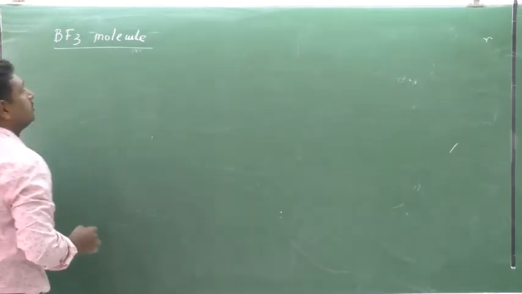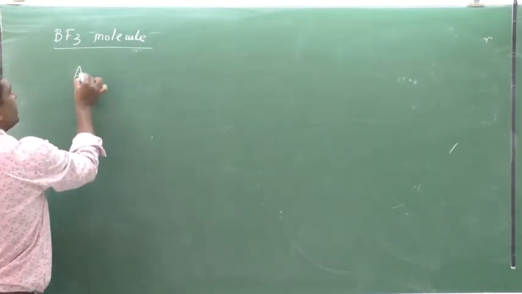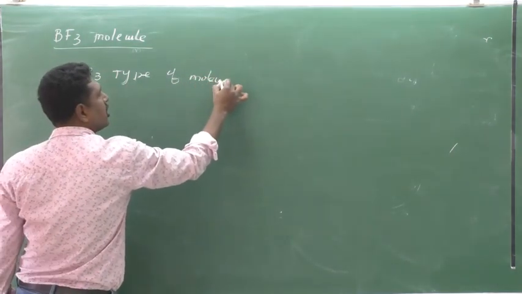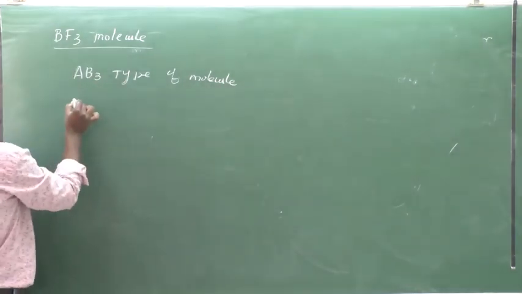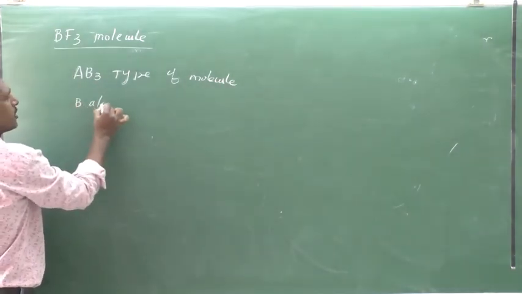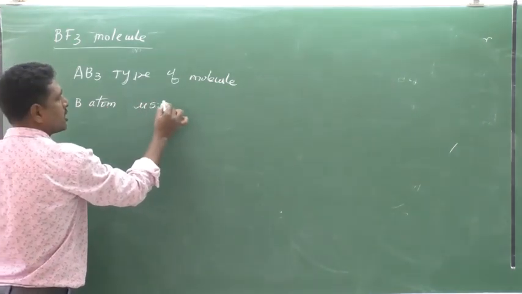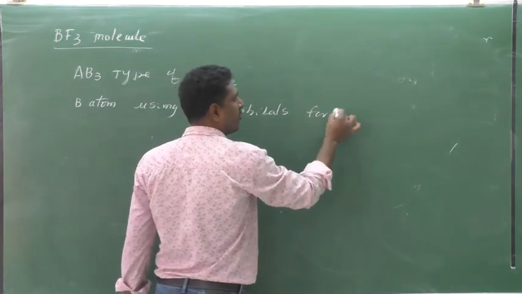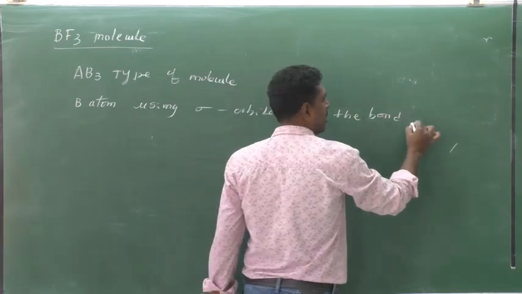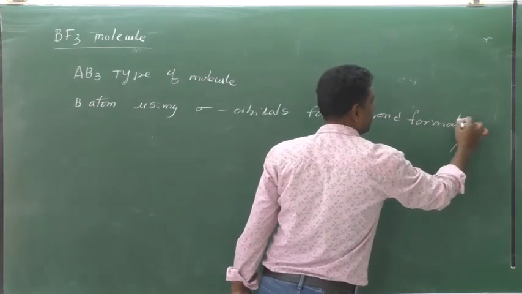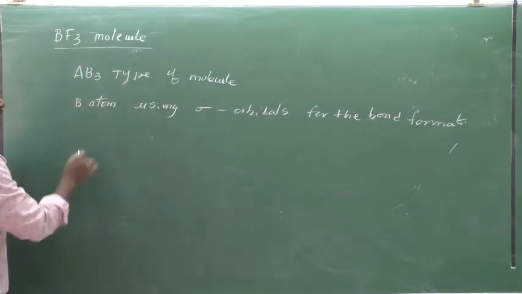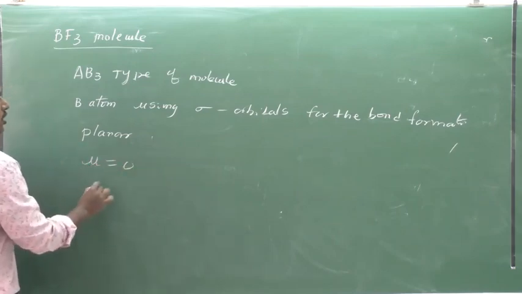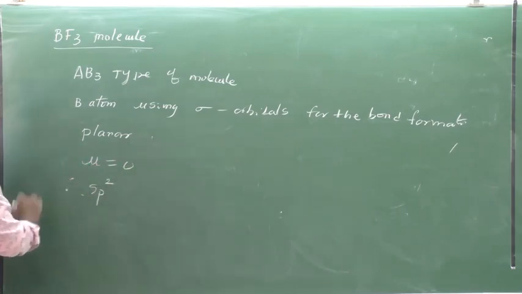We have three molecules. Boron trifluoride is an AB3 type of molecule. In this also, the central atom, boron, uses sigma orbitals for the bond formation. Therefore, the shape is planar, trigonal planar, and mu equal to 0. Therefore, its hybridization is sp2.